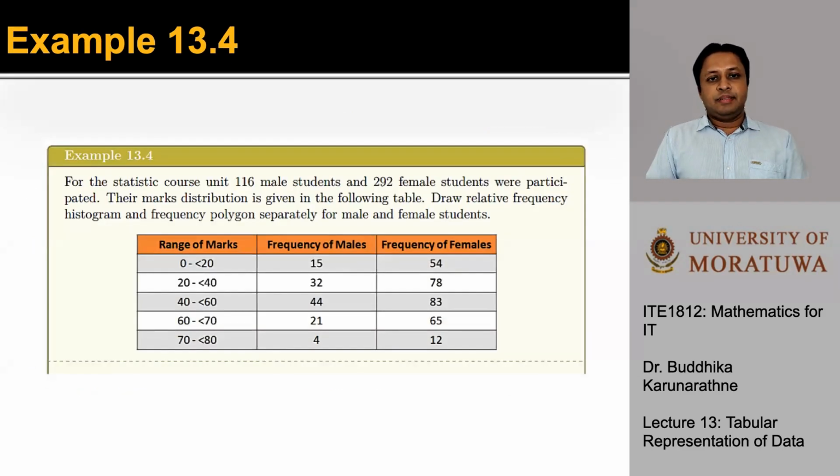Here in this data set, you are given marks obtained by 116 male students and 292 female students in a statistics course. You are required to draw the relative frequency histogram and frequency polygon separately for male and female students.